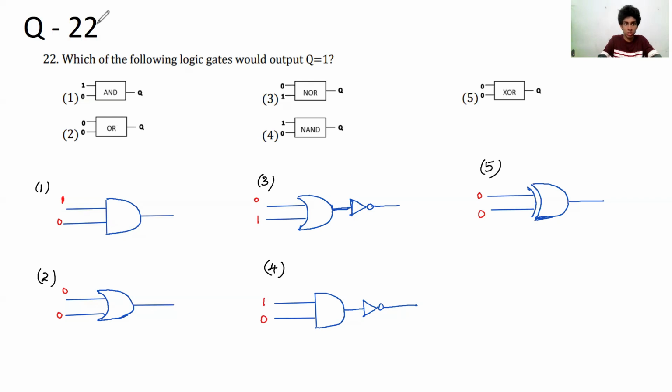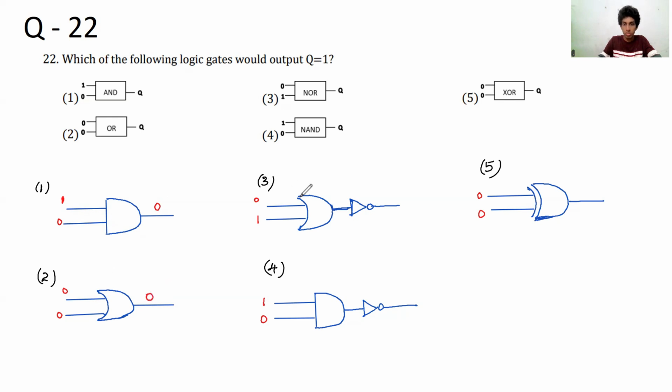Question number 22. Which of the following logic gates would output Q equals 1? So let's consider one by one. The first one is an AND gate. In an AND gate, the output will be 1 only when all the inputs are 1. So here one input is 0, therefore the output will be 0. The second one is an OR gate. In an OR gate, even if one input is 1, the output will be 1. But here, both the inputs are 0, therefore the output is also 0.